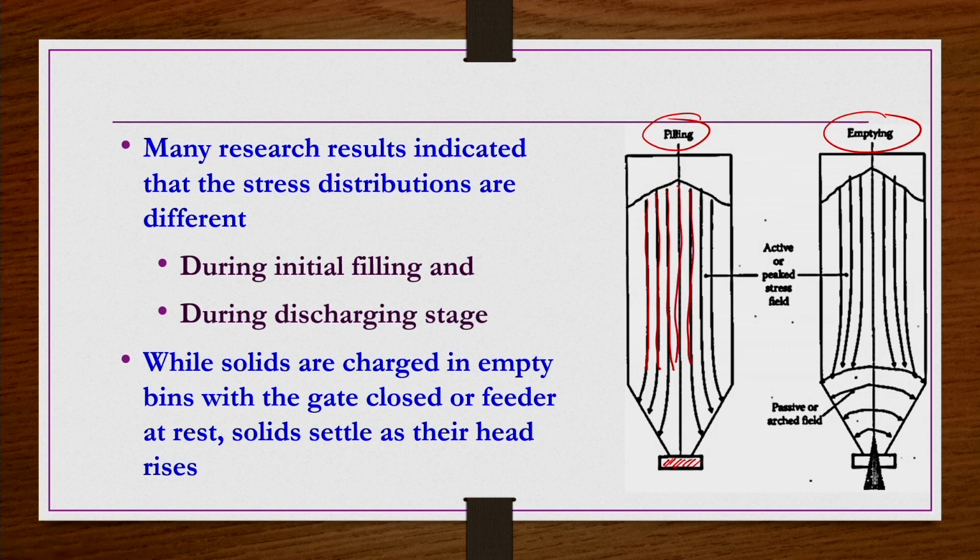So, almost vertical lines you can see here, because the solids contract vertically at least up to this point, and after this point also it is, if not exactly vertical, almost vertical contraction of the solids. So, the pressure will also be in a similar pattern, right. Whatever the stress distributions are in these conditions, they are known as the active or peaked stress field, right.